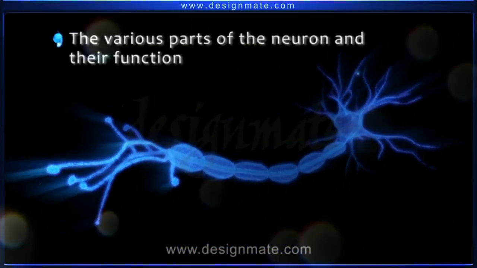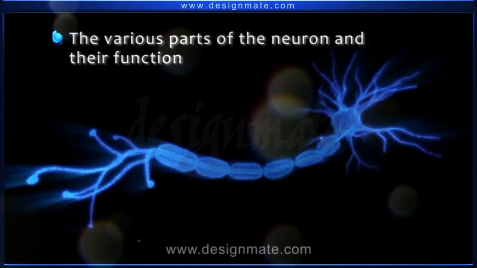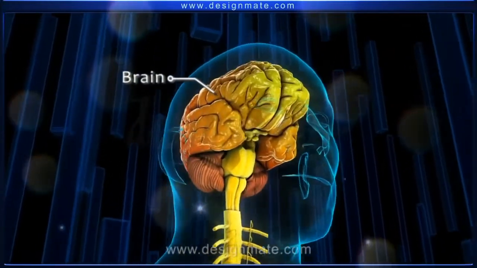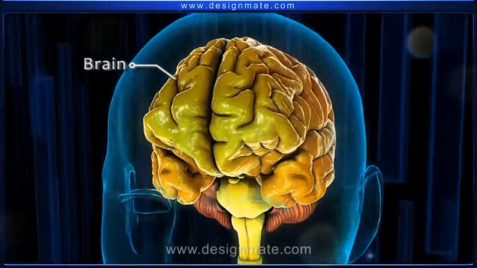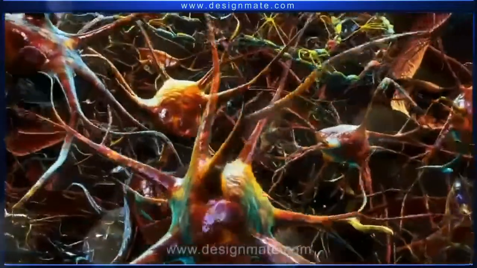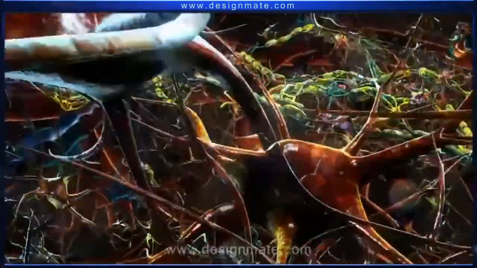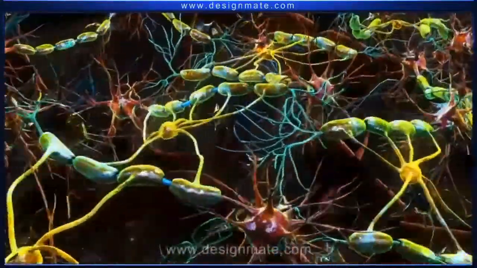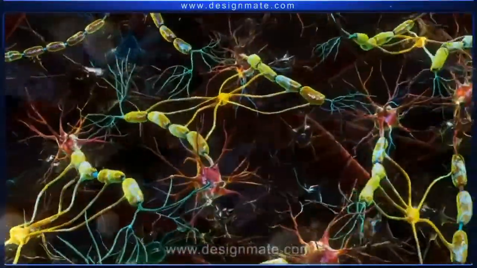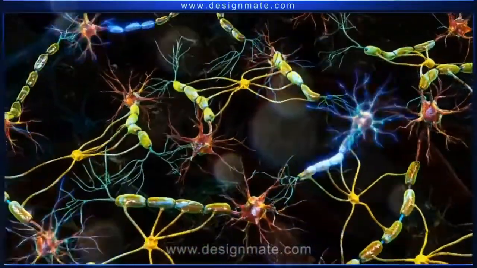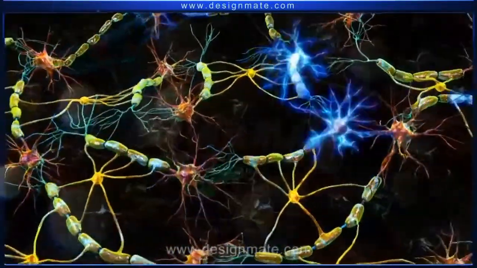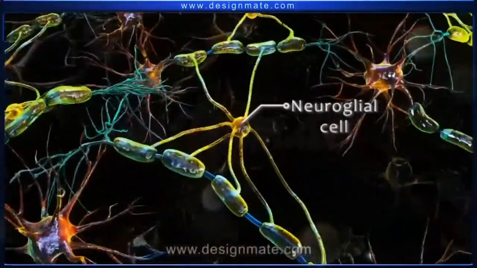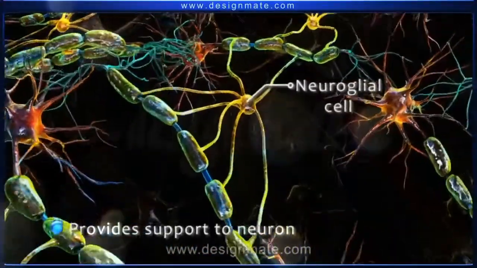To learn about various parts of the neuron and their respective function. In human beings, brain is the center of the nervous system. A magnified view of the brain shows a network of neurons. The neurons play a vital role in the transmission of nerve impulses. The other type of cell present is the neuroglial cell, which helps in providing support to the neuron.